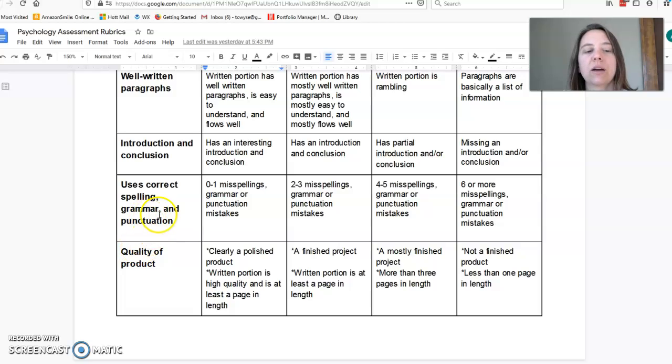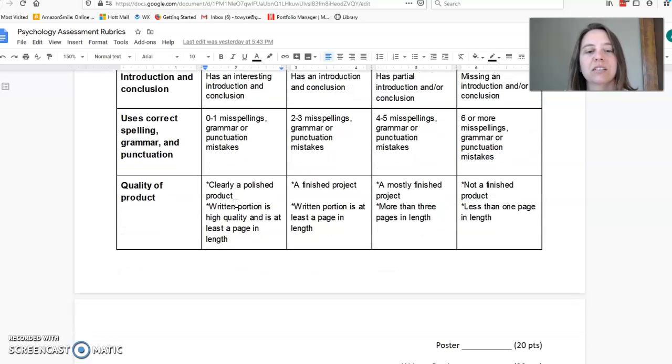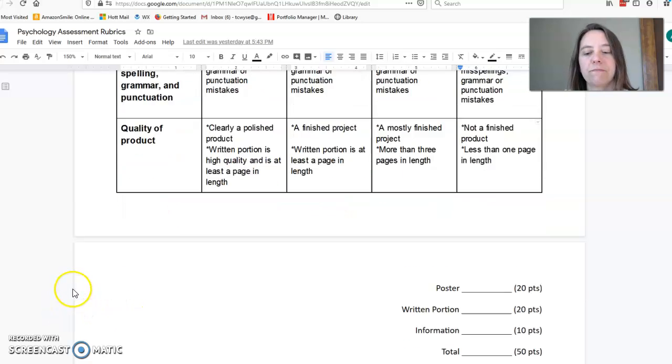Uses correct spelling, grammar, and punctuation. Again, the computer checks it for you. Make sure you don't turn it in with mistakes. And then the quality of the product. It is clearly a polished product. The written portion is high quality and is at least a page in length. Finished project, mostly finished. If it gets a little bit long, we don't want it to be too long, because then it probably has gotten a bit rambling. And if it's less than a page, that would be a 1 on criteria.